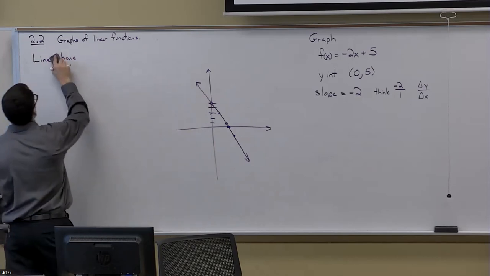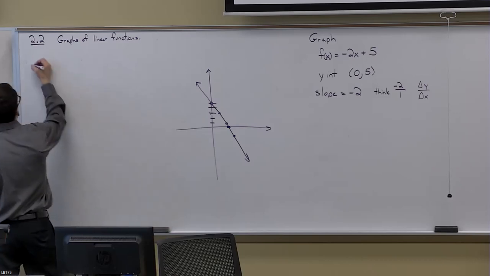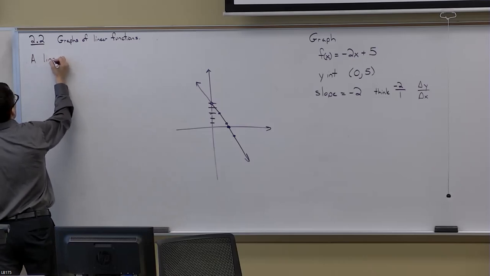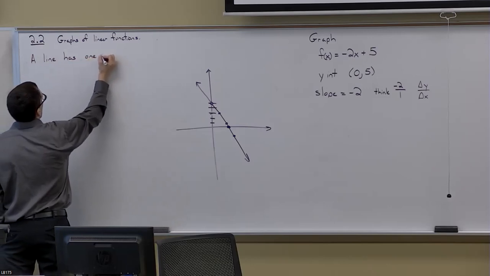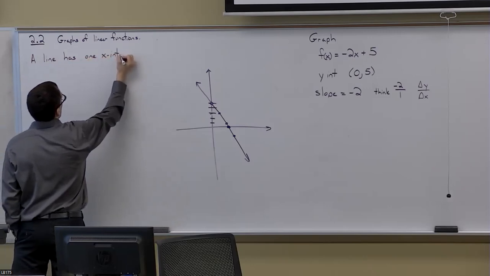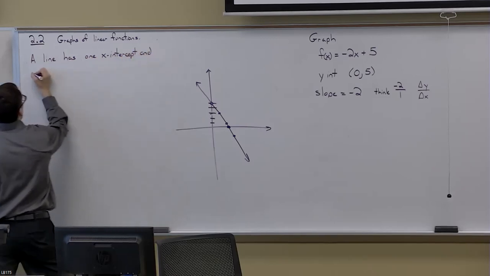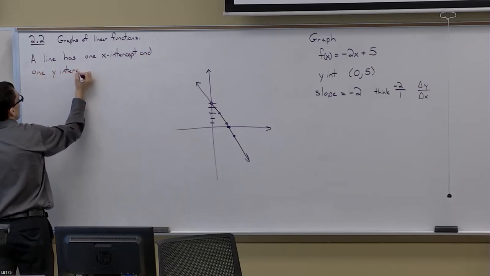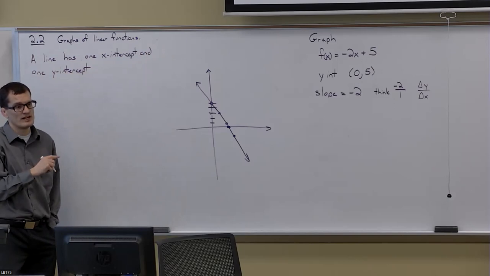I should say, let me rephrase that. A line has one x-intercept and one y-intercept, as long as it's not horizontal or vertical.